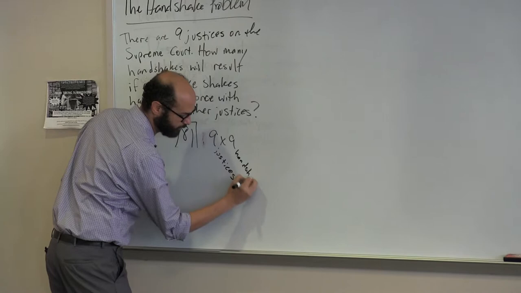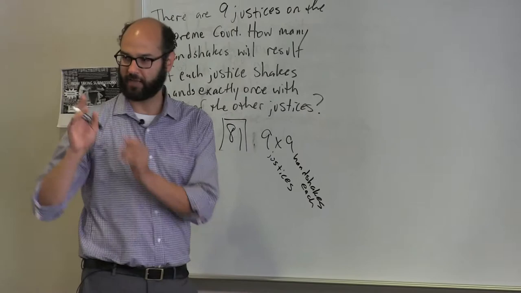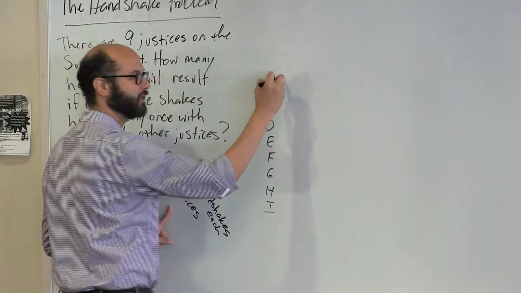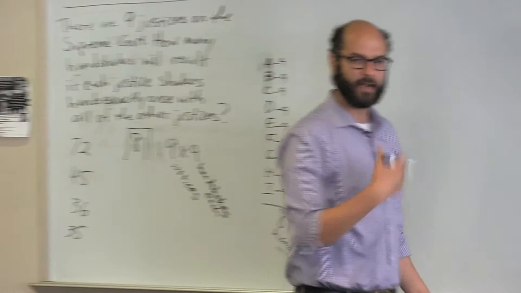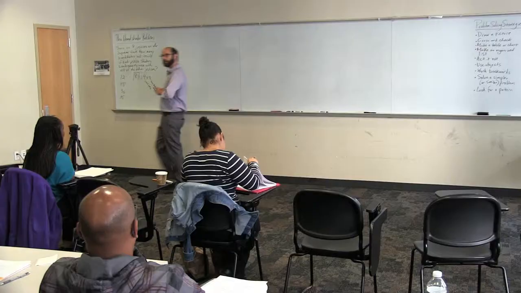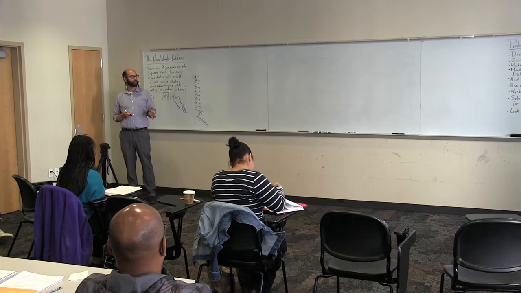So if nine people each have nine handshakes, to write that out, the nine justices, the first one's going to shake nine hands, the second one nine hands, nine hands, nine hands. Everybody's going to shake nine hands, and if you total that all up, that's 9 times 9, 81 handshakes. So somebody raise your hand and talk to me, why is it not 81 handshakes? Yeah, Roxanne. You can't shake your own hand, so you're only shaking 8 people's hands. Yep, because you're the ninth judge, so you're not shaking your own hand, you're shaking 8 people's hands.